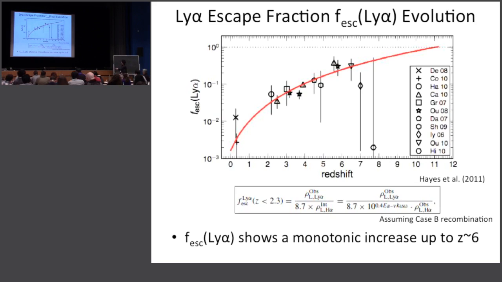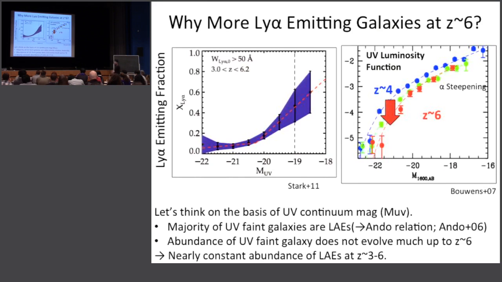Matt Hayes nicely shows this evolutionary track from redshift 0 to 6, showing the 2 orders of magnitude increase of the escape fraction. So this is another format of the increasing Lyman-alpha population towards redshift 6. But why do you have more Lyman-alpha emitting population at redshift 6 than 3?